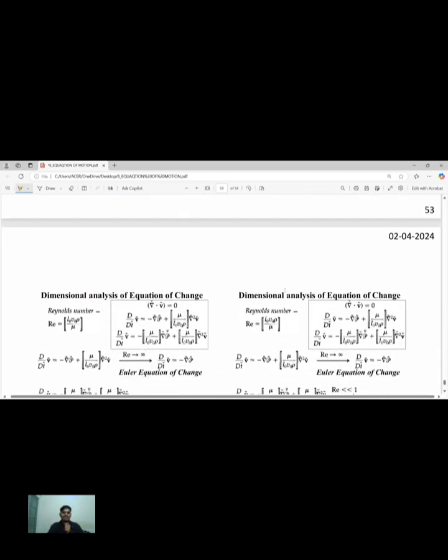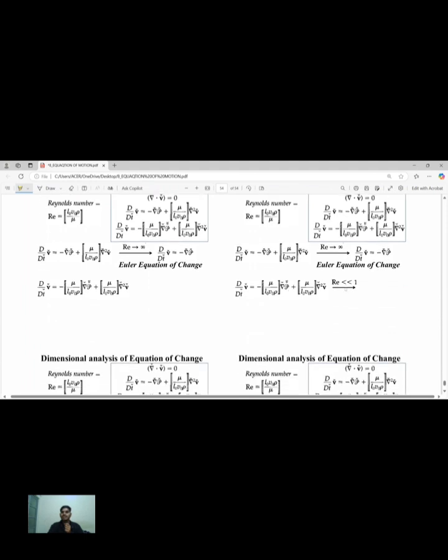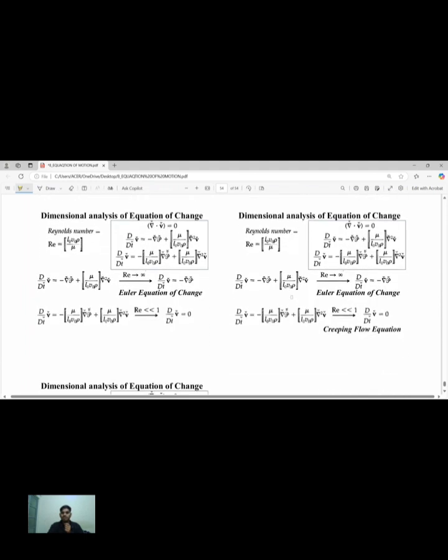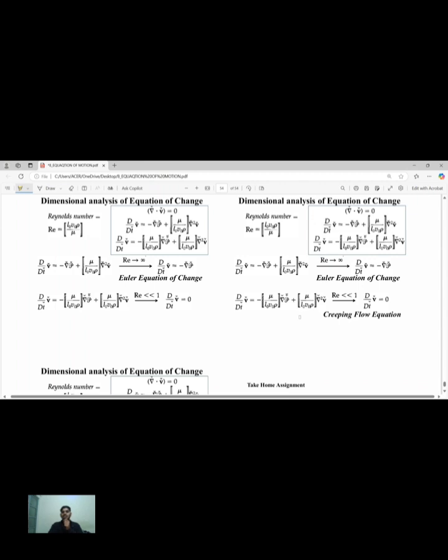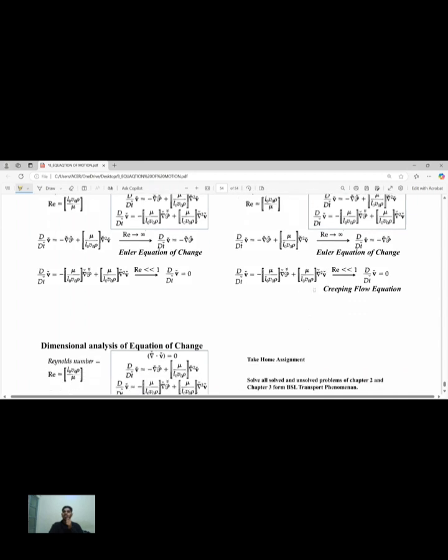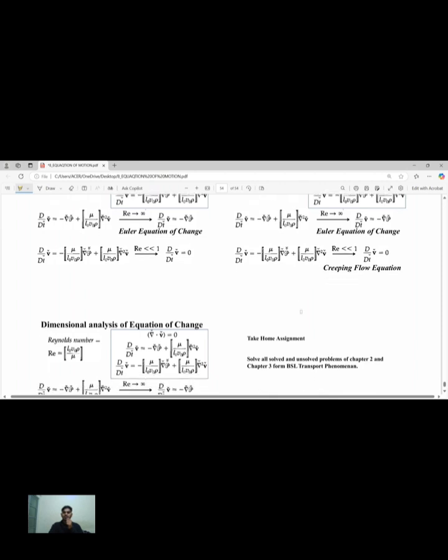And we will see the second case, when Reynolds number is less than 1. When we put Reynolds number less than 1, the equation we get is d by dt̂ of v̂ is equal to 0, and this equation is known as the creeping flow equation. So we have seen two equations. When Reynolds number tends to infinity, that equation is known as the Euler equation of change, and when Reynolds number is less than 1, that equation is called the creeping flow equation.